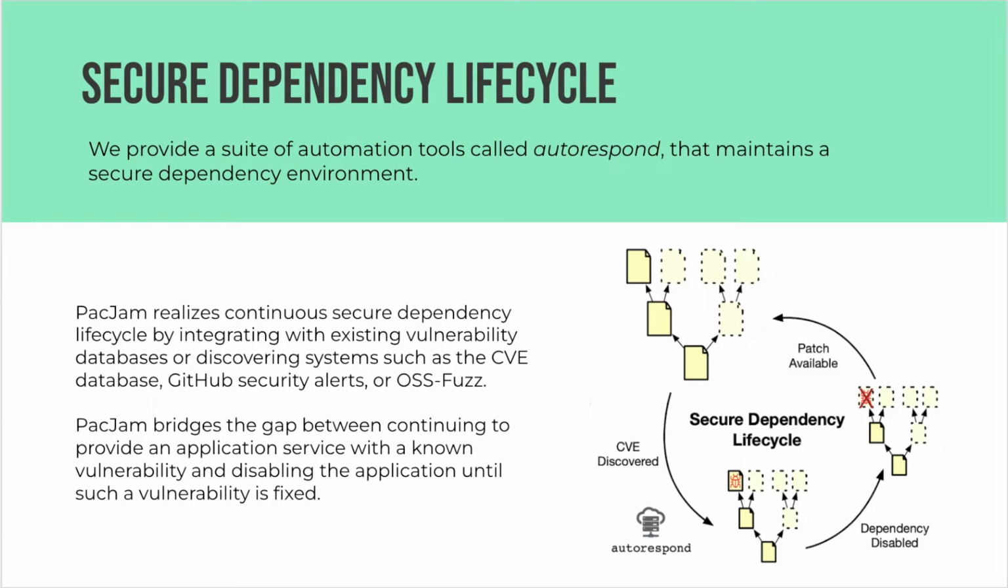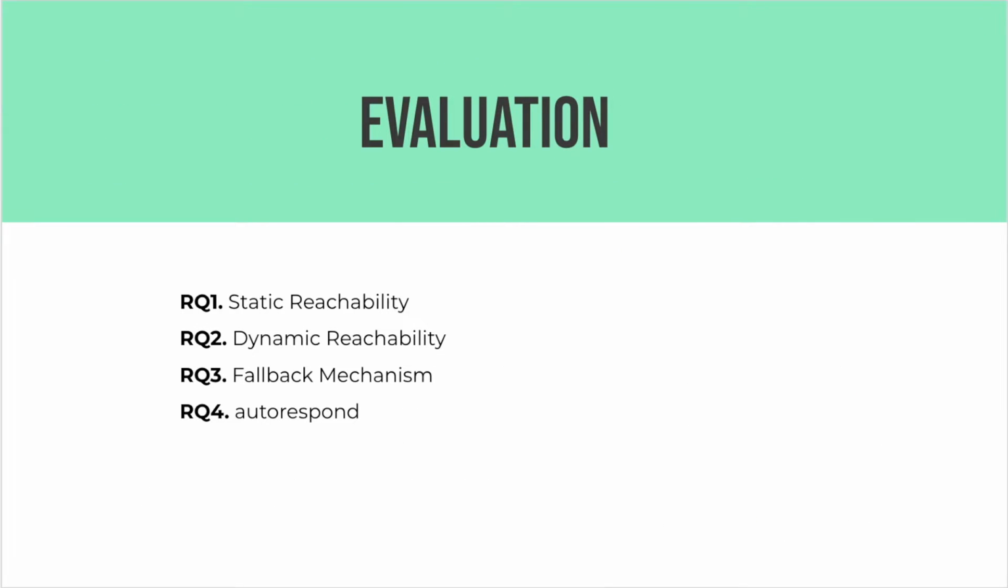As discussed earlier, PacJam traps executions into this disabled package and safely exits the application. When the vulnerable package is patched, users can re-enable this functionality by installing the patched package and removing the shadow package from the system. Let's take a look at the evaluation results.